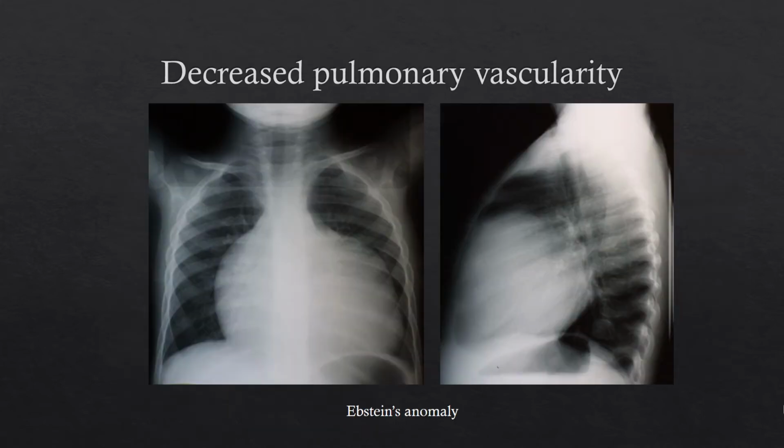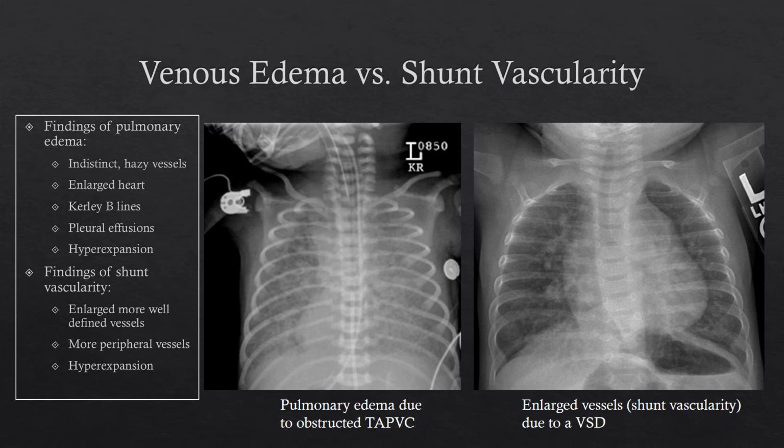Here is an example of decreased pulmonary vascularity in a patient with Ebstein's anomaly, a malformation of the tricuspid valve, associated with right heart failure and usually a right to left shunt through an ASD, leading to less pulmonary blood flow. Distinguishing enlarged venous vessels related to pulmonary edema from enlarged vessels of shunt vascularity can be difficult.